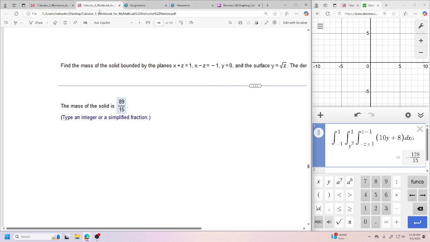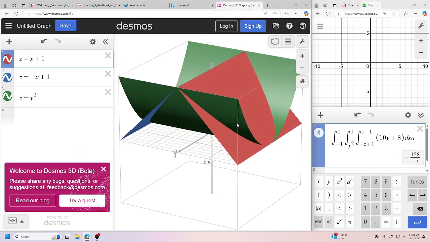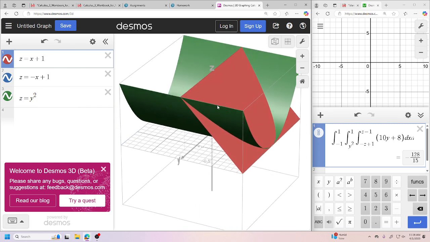Let me go back. Oh no. Okay, it's 89. So I was going to say when you put a y up, it did 8 over 15. Did I miss something about the bottom? I'm wondering more about that one. Is there a way for this to be in terms of y?